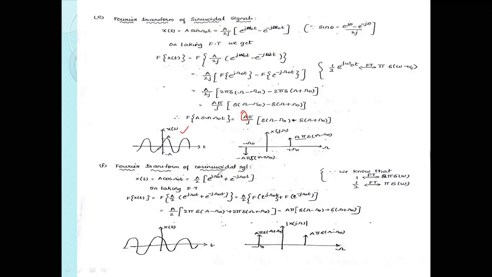Similarly, for the cosine function also, cos omega naught t. What is the difference for cos omega naught t here? The same thing: e power j omega naught t plus e power minus j omega naught t, by 2. There is no j. The cos omega naught t, the exponential form is e power j omega naught t plus e power minus j omega naught t by 2. So directly I'm writing here the Fourier transformation of cos omega naught t.